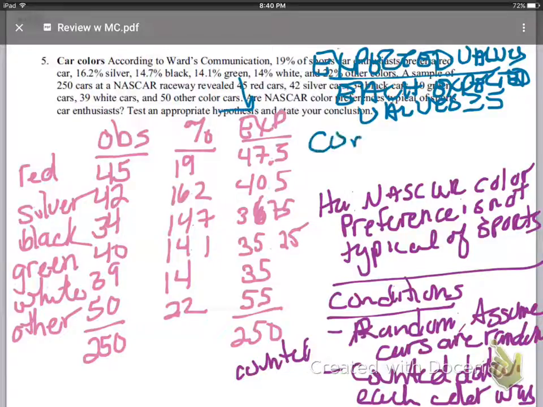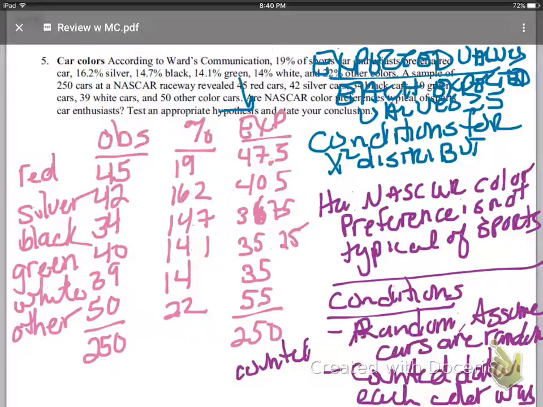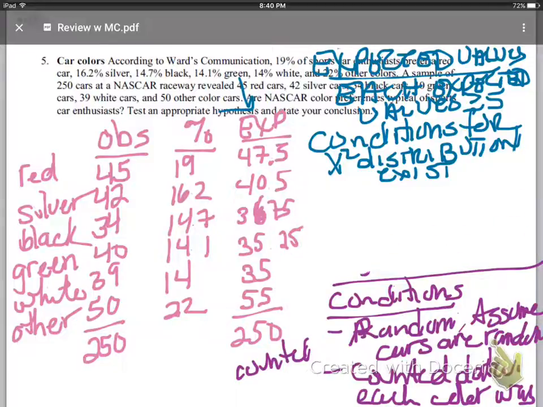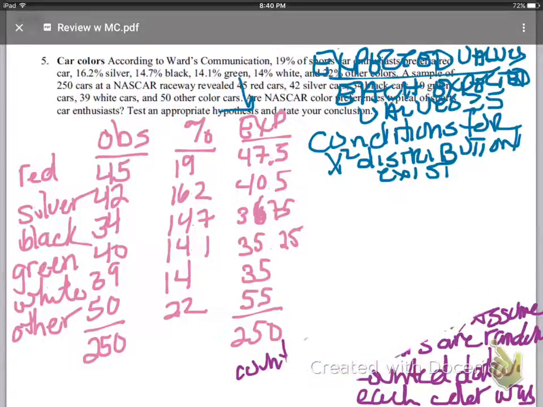So what do we have? Conditions for a chi-squared distribution exist. Okay? Okay, so now let's go do the math. So I'm going to erase all this stuff here. And remember, it's the very last formula on your formula chart at the very bottom.